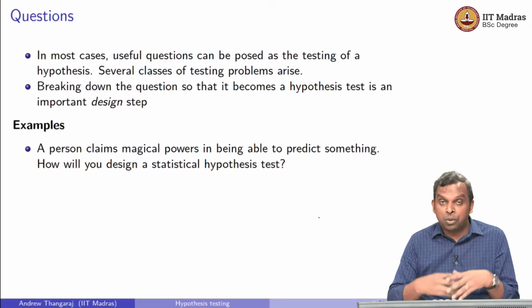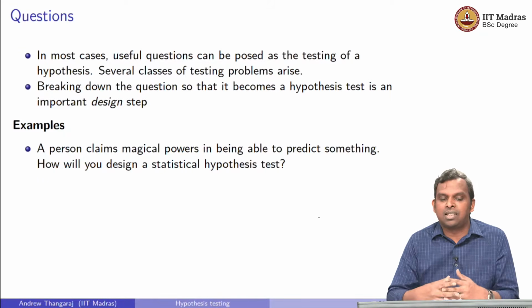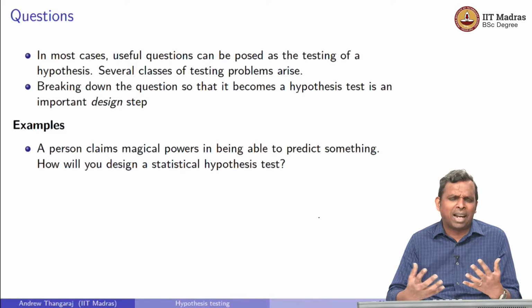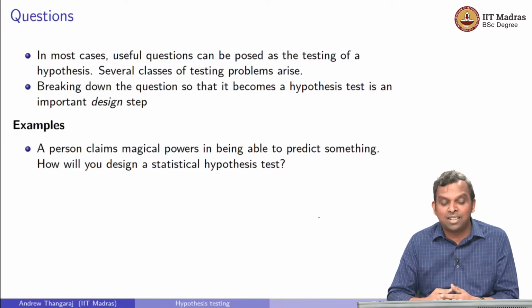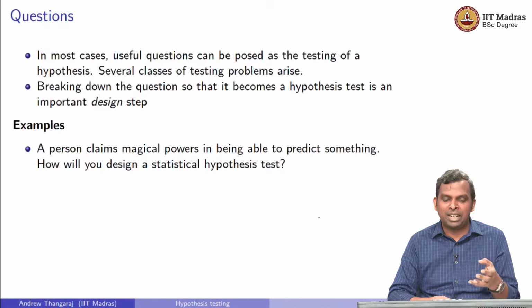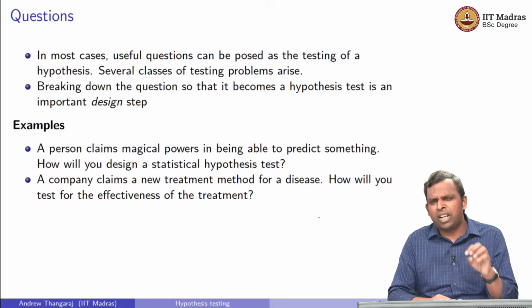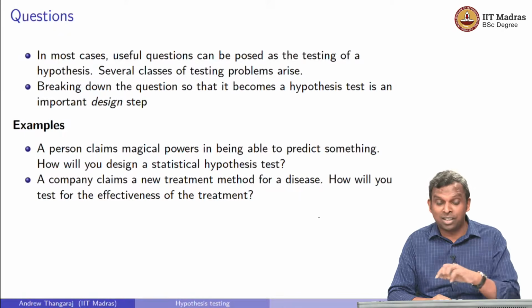Now, supposing you're a statistician and you're asked to design a statistical hypothesis test of some kind, or maybe some other statistical analysis to conclude whether or not this particular person has magical powers. How do you go about doing it? This is a very typical scenario, isn't it? This is a very interesting question. Here's another very, very common question. A lot of money rides on the second question, by the way.